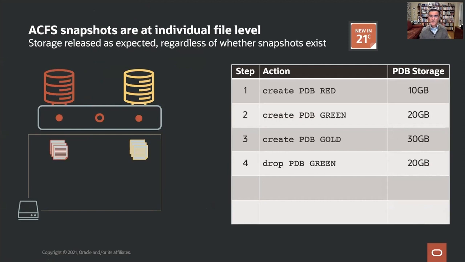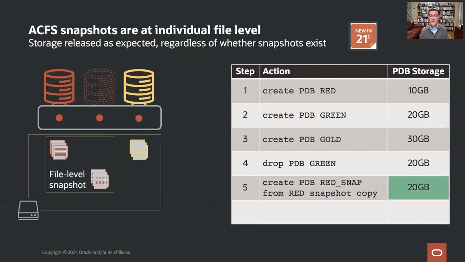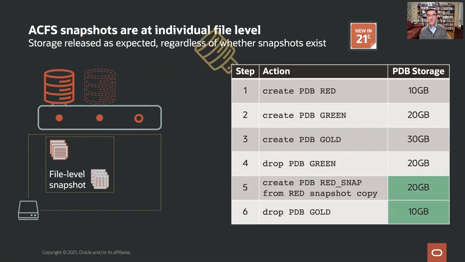ACFS supports snapshot cloning, of course, and so when we create the snapshot clone for red, there is insignificant growth in storage. Looking into the storage layer, we now see only the sparse files associated with PDB red. That's all that's required to implement the snapshot clone. This is the file level snapshot. Now, importantly, because it doesn't involve the data files for any other PDB, when we drop PDB gold, we see the storage drop down to 10 gigs, as expected, because it's released here from the storage layer. So it's a subtle difference, but an important one.